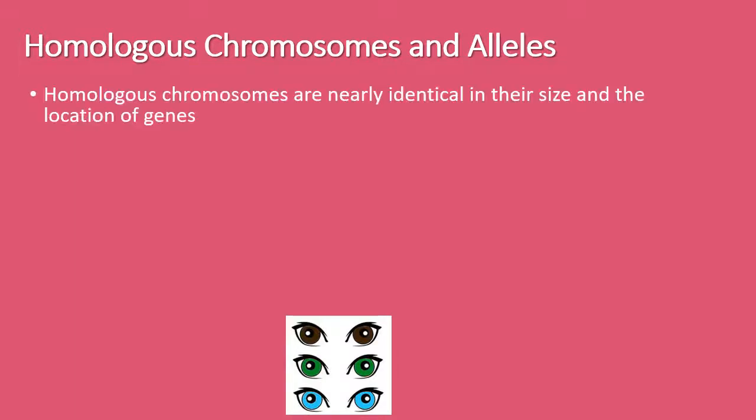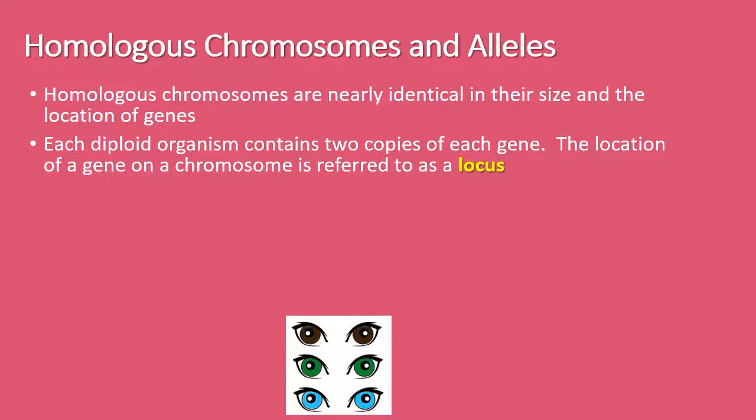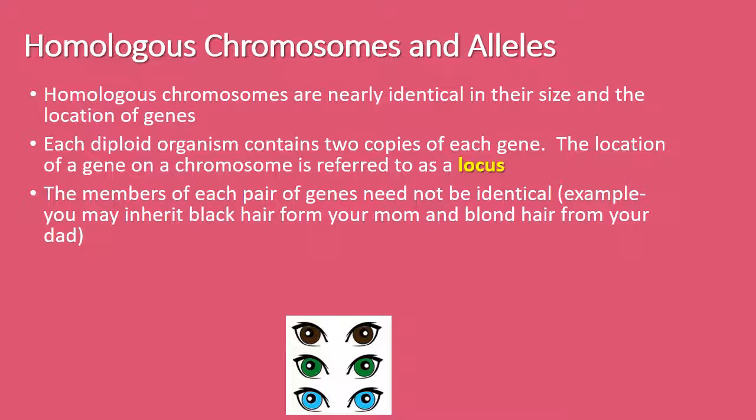Alright, so just a little bit more about alleles. Like I said, the homologous chromosomes are nearly identical in size and their location of genes, but the actual genes that they carry can vary. Of course, the diploid organism is going to contain 2 copies of each gene. The actual location of that gene on the chromosome is called the locus, or loci for plural. And the members of each pair do not have to be identical. So, like I was saying before, you might inherit one hair color from one parent and a different hair color from the other parent. They have 2 different alleles.